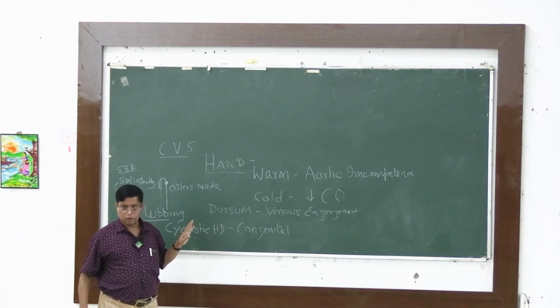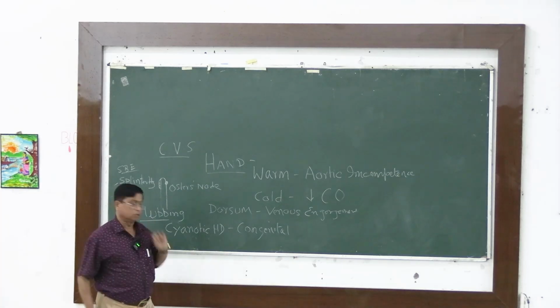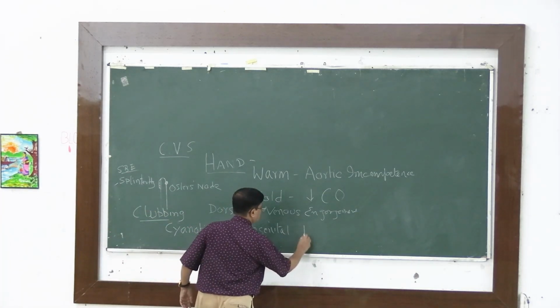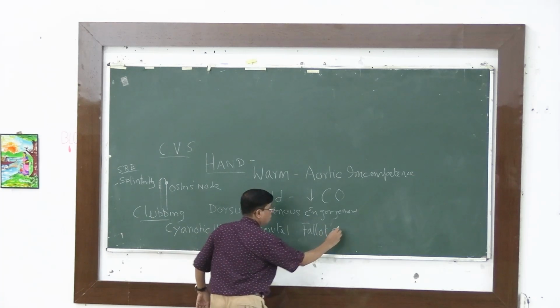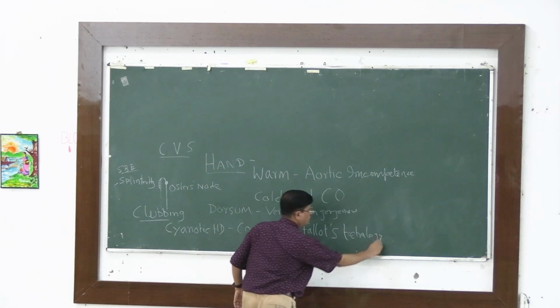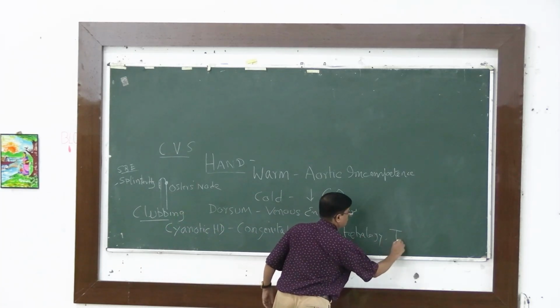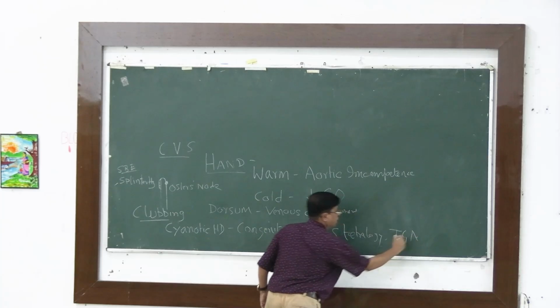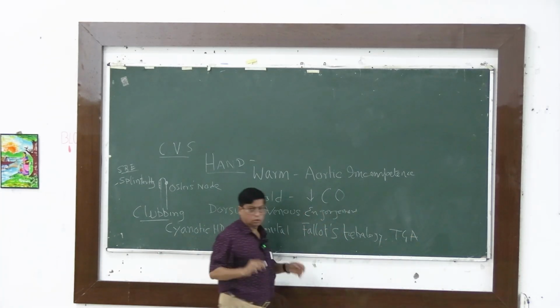What are the congenital cyanotic heart diseases commonly seen? The most common congenital cyanotic heart disease seen is Fallot's tetralogy. Have you heard the name of Fallot's tetralogy? Heard? So it's Fallot's tetralogy. Also there is transposition of great arteries, TGA.